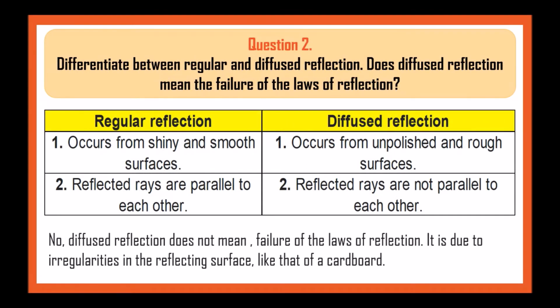Second question: Differentiate between regular and diffused reflection. Does diffused reflection mean the failure of the laws of reflection? Regular reflection and diffused reflection. Regular occurs from shiny and smooth surfaces. Diffused occurs from unpolished and rough surfaces. Here, reflected rays are parallel to each other. Here, reflected rays are not parallel to each other. And no, diffused reflection does not mean failure of the laws of reflection. It is due to irregularities in the reflecting surface, like that of the cardboard.